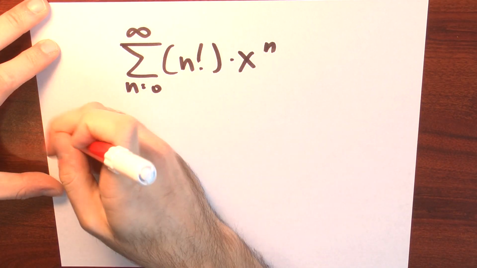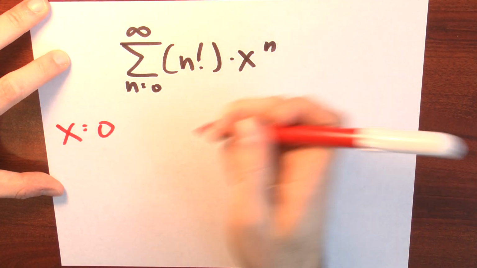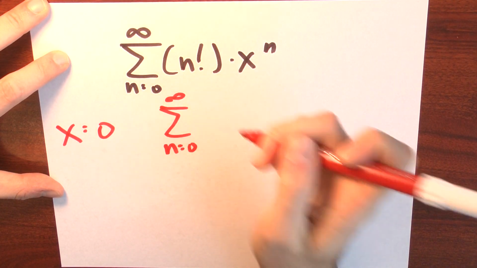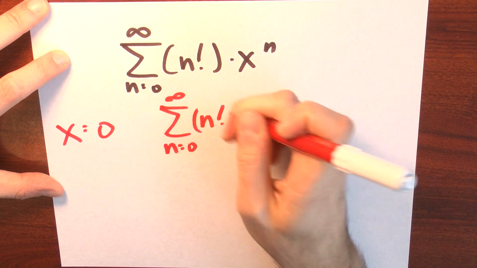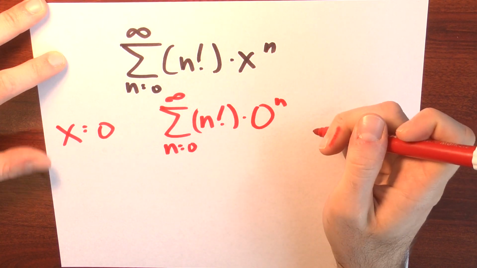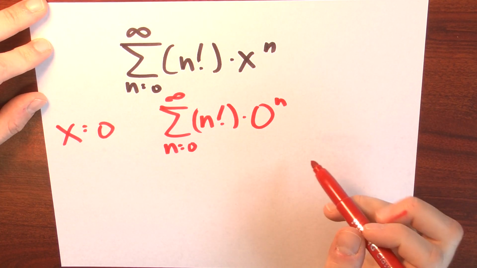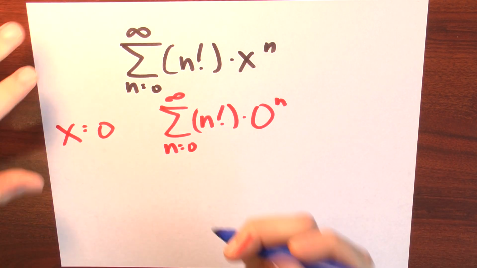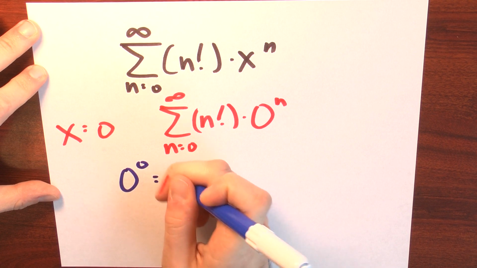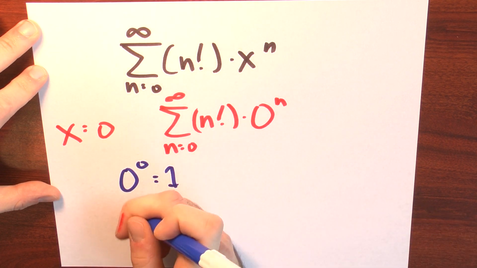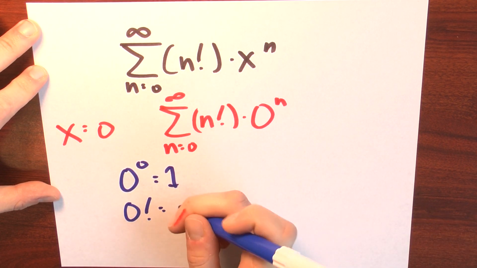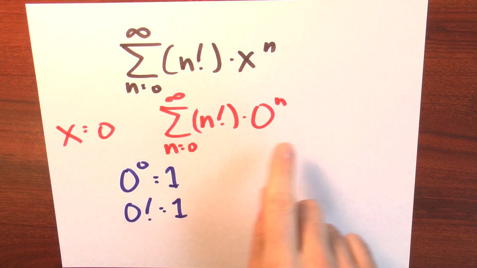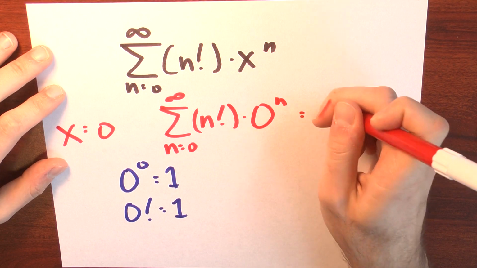So what happens when x is equal to 0? Then this series is the sum n goes from 0 to infinity of n factorial times 0 to the nth power. Now, what is this sum? Does this series converge? Well, I prefer the convention that 0 to the 0 is 1, and I think pretty much everyone prefers the convention that 0 factorial is 1. So the n equals 0 term of this series is equal to 1.